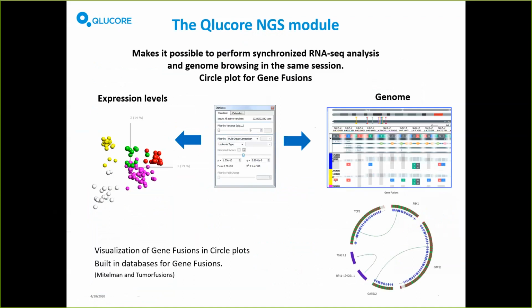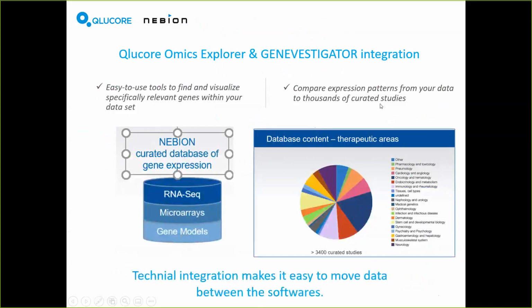I'll also mention that there is an NGS module which allows you to browse a genome, view gene fusions in circle plots, and use the same RNA sequencing data, for example, viewing expression levels as viewing genome. I'm not going to show that today. I just want to mention it because this is a second offering that we have on top of the regular product.